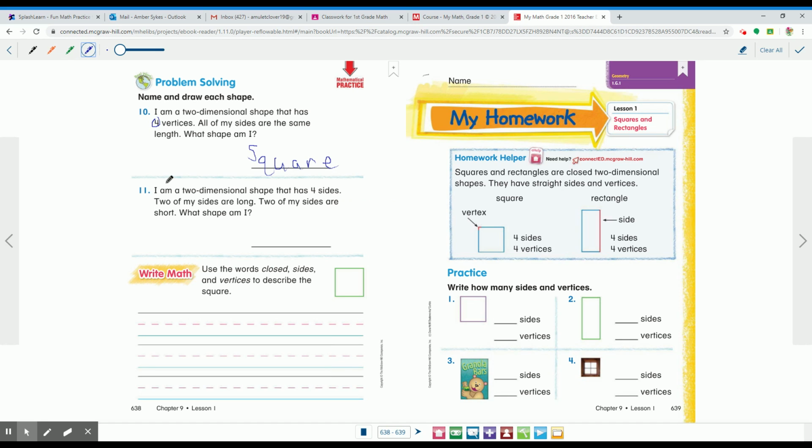Number 11 says, I am a two-dimensional shape that has 4 sides. 2 of my sides are long, 2 of my sides are short. What shape am I? Okay, so 2 of the sides are long and 2 are short. So this is a rectangle. There we go.